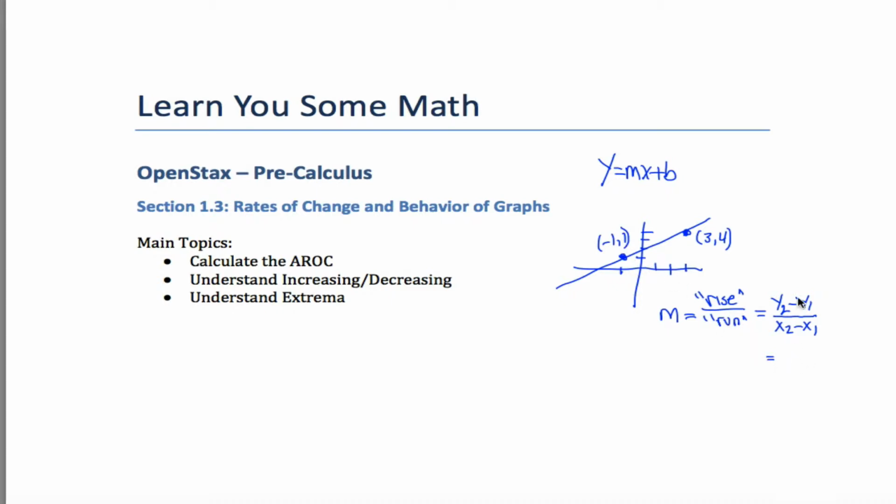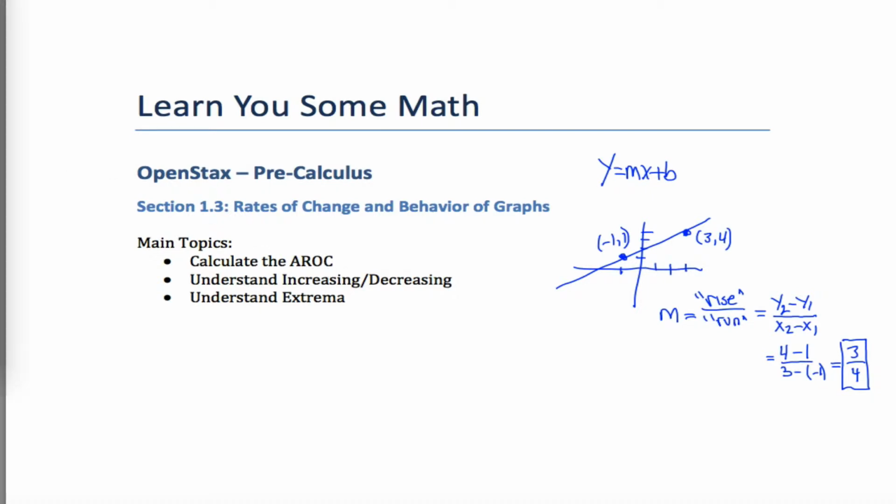So when I plug everything into this formula, y2 is 4 minus y1 is 1, over x2 is 3 minus x1 is -1. If I do some subtraction here, 4 minus 1 is 3. 3 minus -1 is the same as 3 plus 1. It's 4. And 3/4 right here is the slope of this line. And you're like, yeah, slope of the line, that's not what I'm supposed to be learning in this section. True, but if you can do that, you can do everything you need with average rate of change.